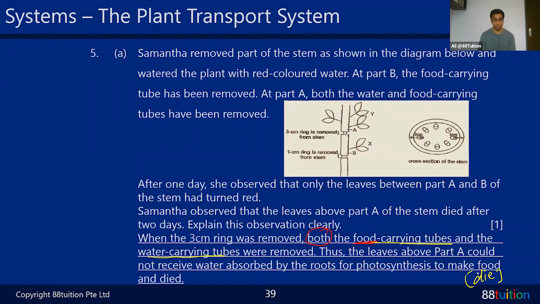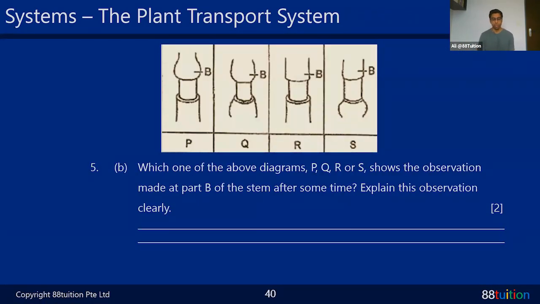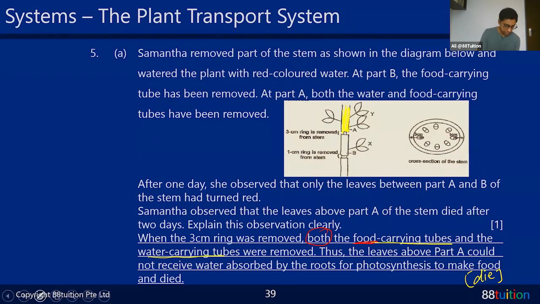Okay, this is how you answer, because you're only talking about above A, only above A. We haven't even come to B yet. We are going to expect them to say, because this is part one, what are they going to do in part two? Which part of the above diagram shows the observation at part B after some time? Part B, let's see. Let's highlight part B then. Part B is here.